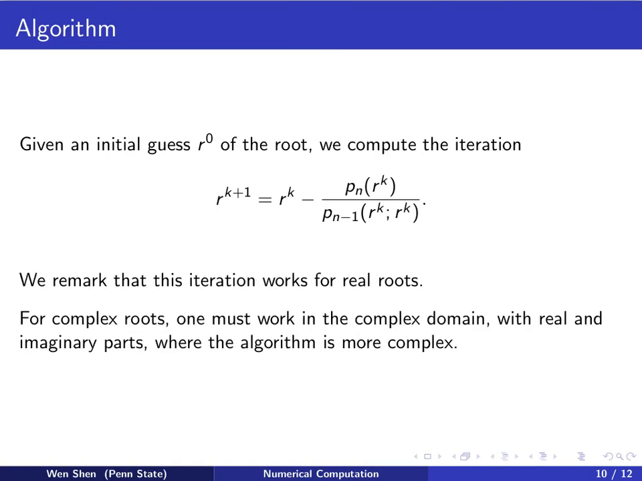Now we remark that this iteration works for real roots. For complex roots, one must then work in the complex domain with real and imaginary parts. So you have two unknowns, and then the algorithm is much more complex. Although the basic underlying idea could be the same, the details are more involved.